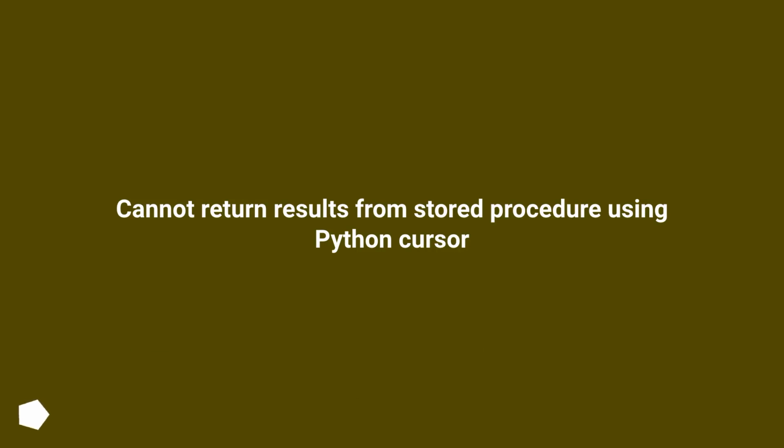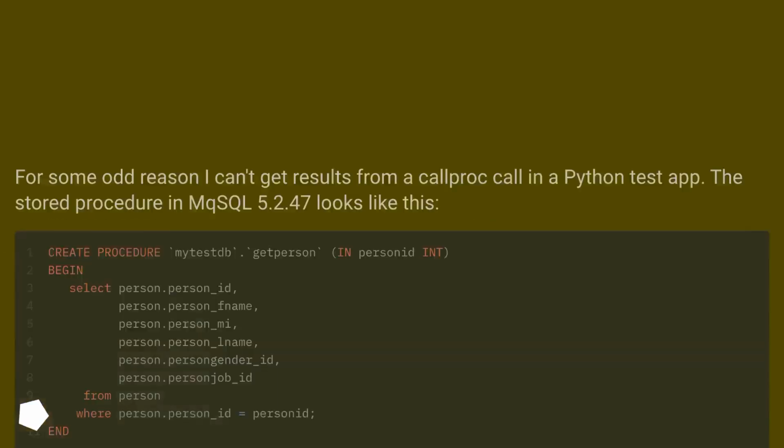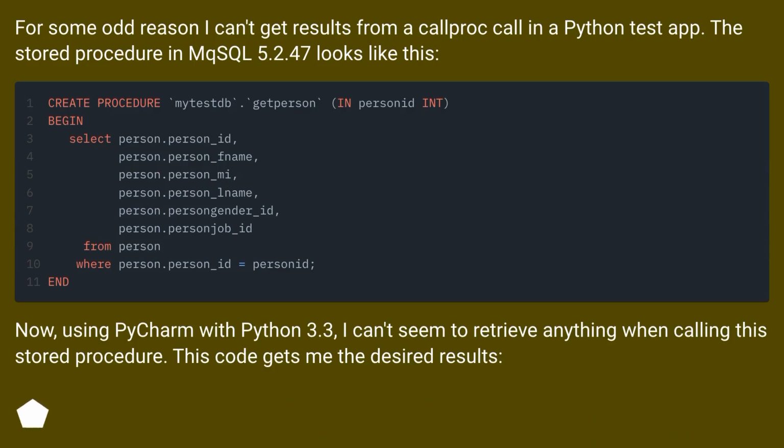Cannot return results from stored procedure using Python cursor. For some odd reason I can't get results from a callproc call in a Python test app. The stored procedure in MySQL looks like this.